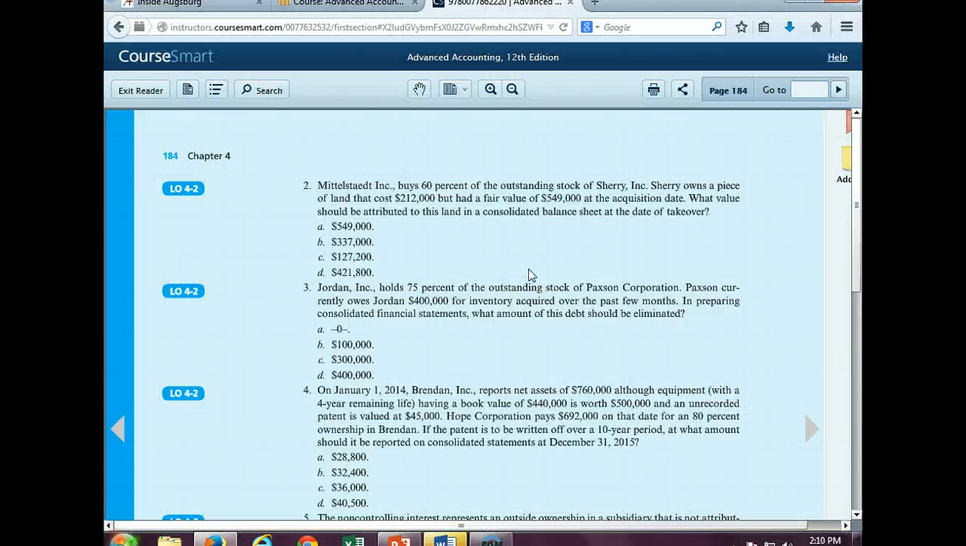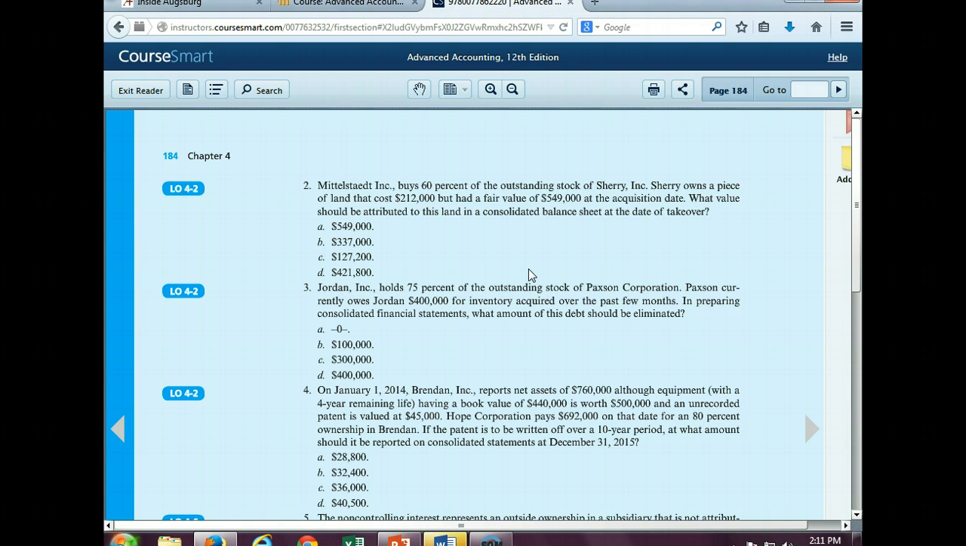Number 2, Middlestat Inc. buys 60% of the outstanding stock of Sherry Inc. Sherry owns a piece of land that cost $212,000, but had a fair value of $549,000 at the acquisition date. What value should be attributed to this land in a consolidated balance sheet at the date of takeover?